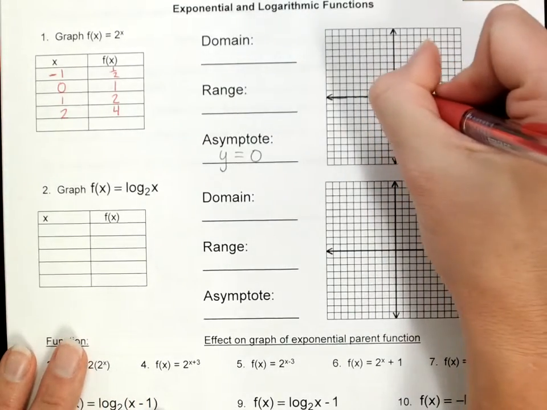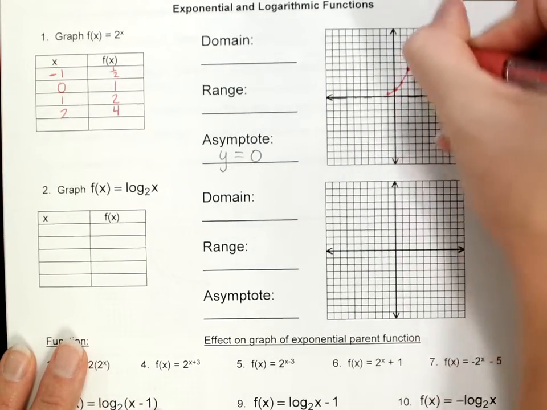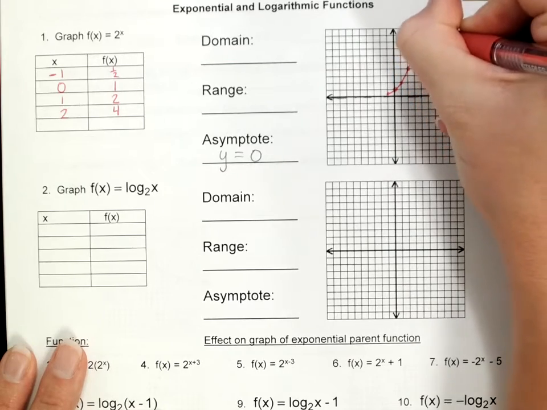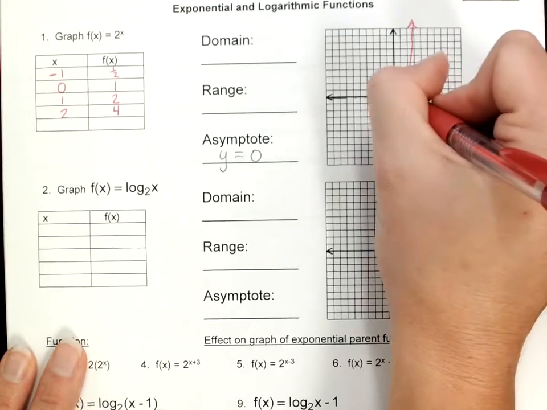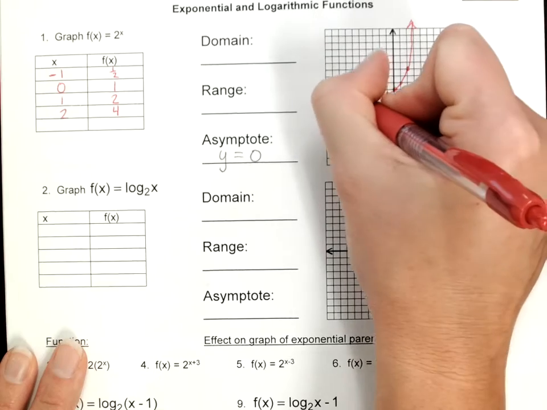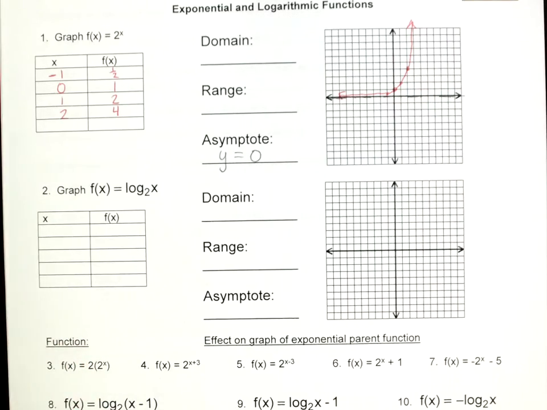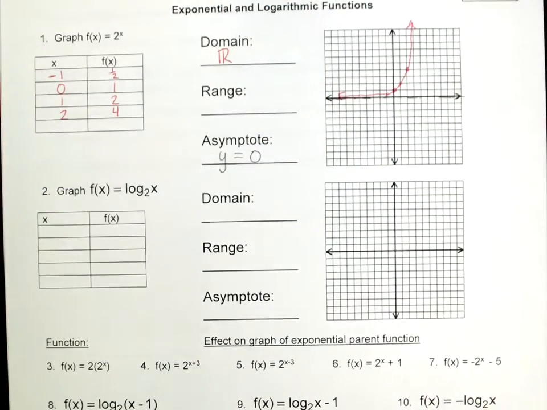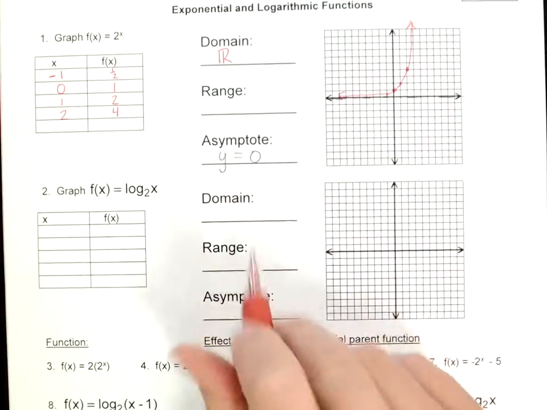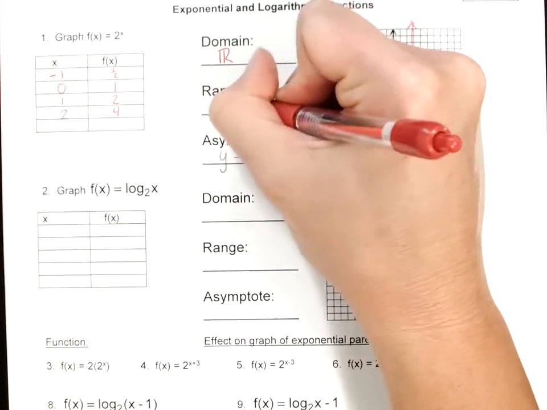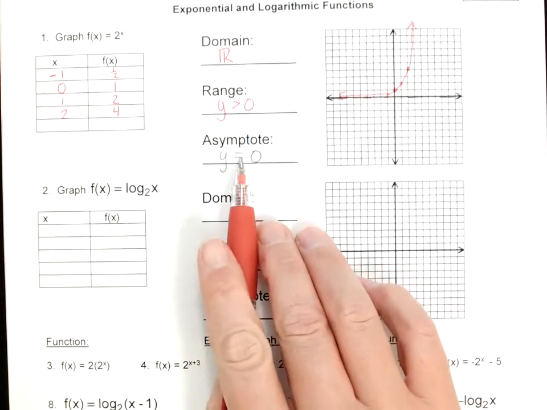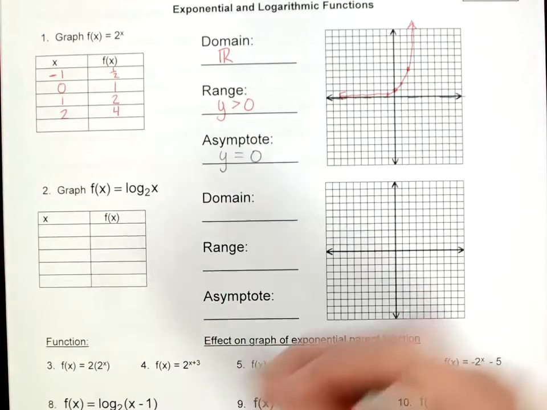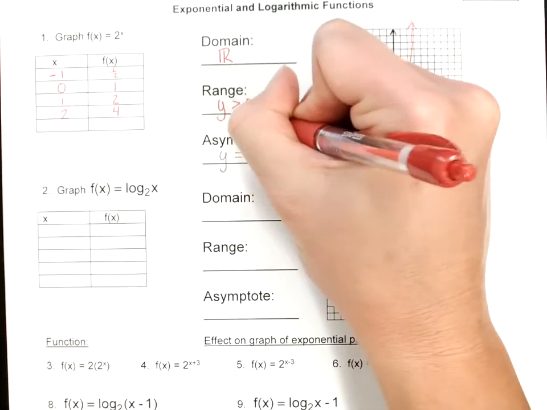So my graph is never going to cross that line. It's also going to get exponentially steeper. So it's very steep right there, and then it comes this way. Domain for this one, all real numbers. We're going infinitely to the left and infinitely to the right. But your range, y is only greater than 0. It can't equal 0 because that's our asymptote. Again, if you prefer the interval, it's 0 to infinity.